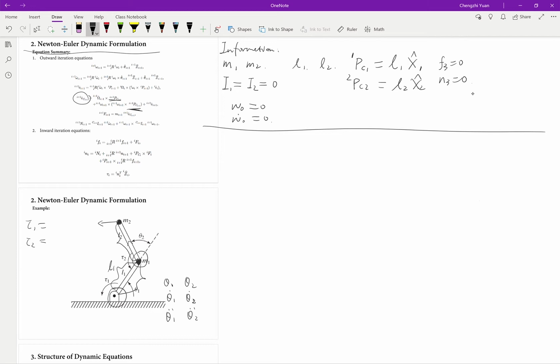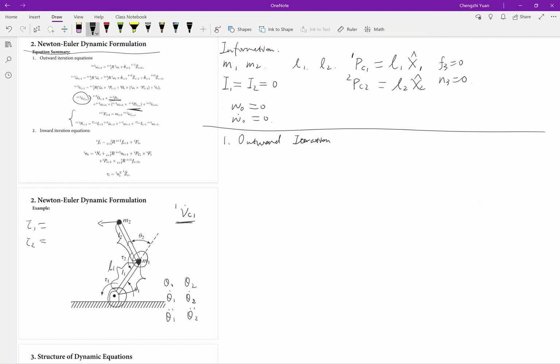In step one, what we need to do is figure out the acceleration, the VC acceleration of the center of mass for link 1 and link 2. As long as we have this information, we can apply the last two equations, using Newton's second law and Euler's formulation, to figure out the summation of all the external forces, and then proceed to the second step. So step one is the outward iteration.